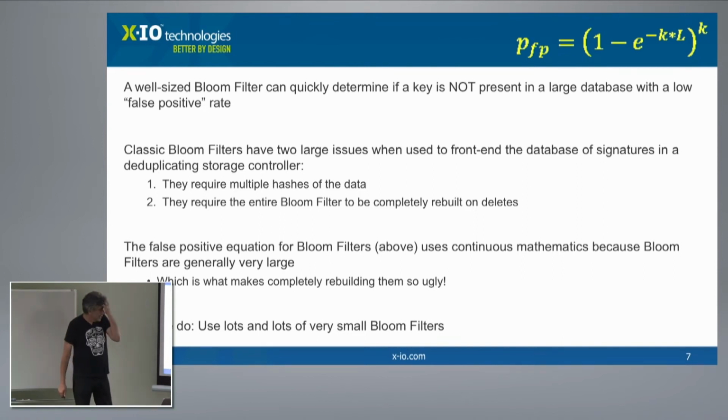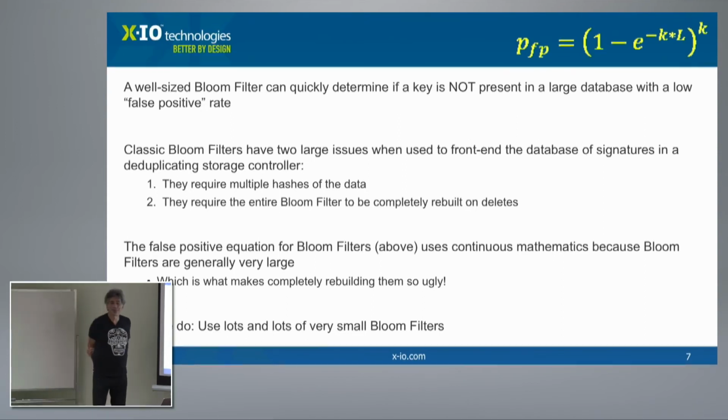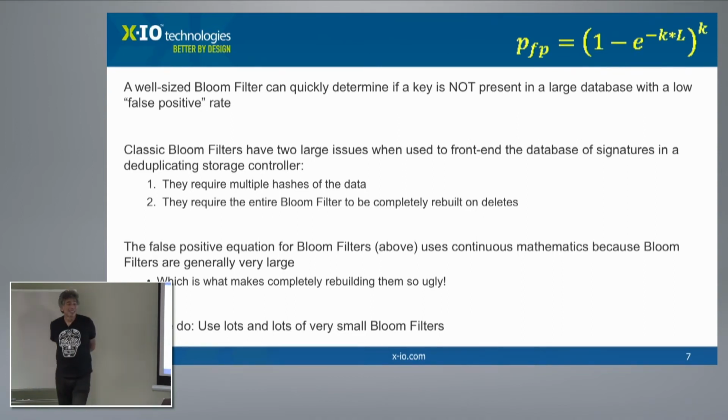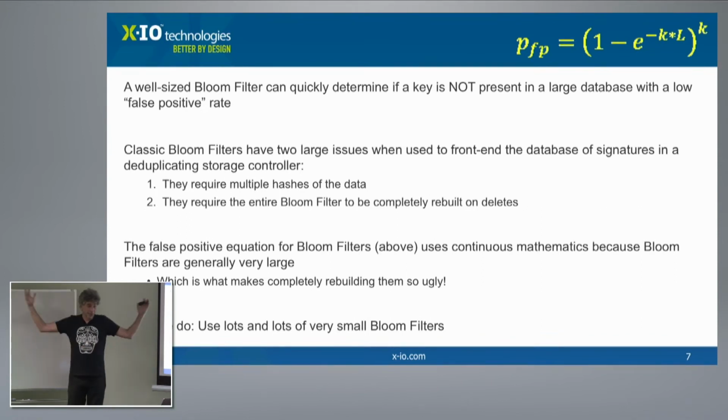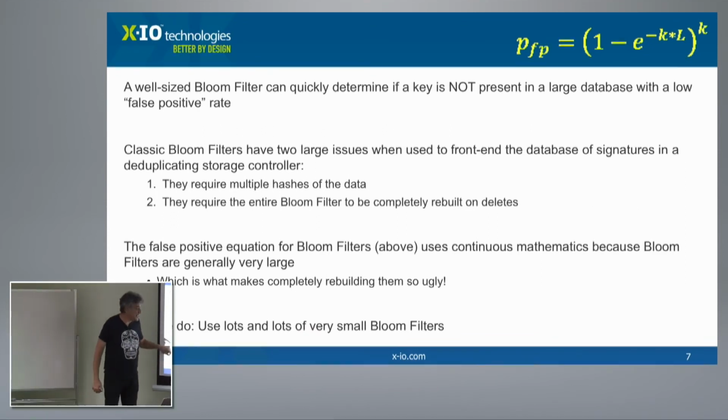And also, that equation is very nice. You'll notice it has an E in it. That means it was derived from some integral stuff. It used continuous math because Bloom filters are usually huge. And so even though they're discrete things like anything in a computer, you can model them with continuous math because they're so huge that 1 bit is a tiny, tiny fraction of the whole. And that's because Bloom filters are generally very large.